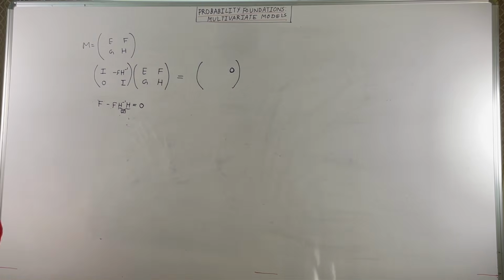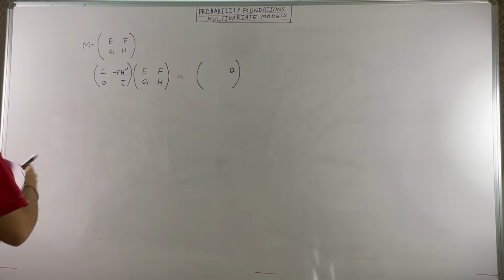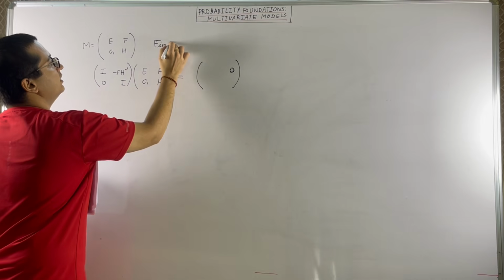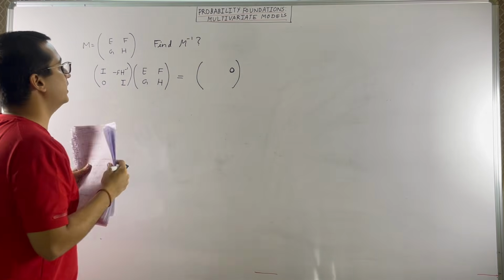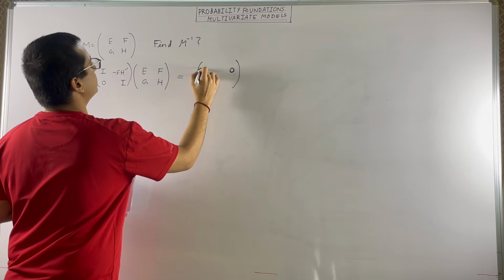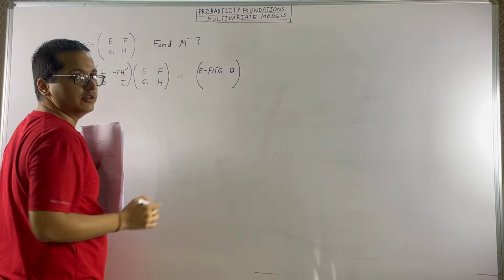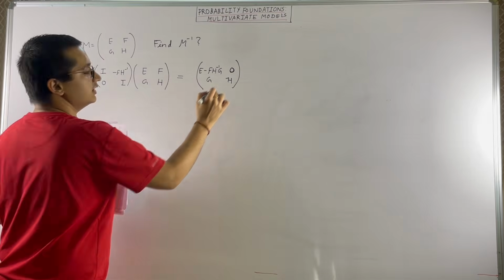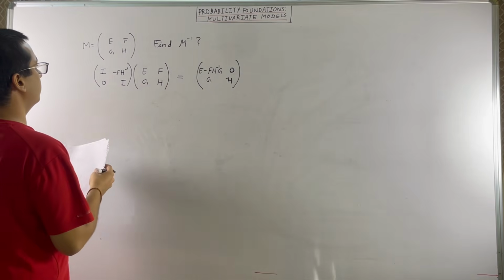Okay. So if I do this, what do I get? See, ultimately I want to find M inverse, right? I want to find M inverse. That is my objective. How can I do that intelligently? Okay. So what I get here, so this is E minus FH inverse G. All right. And what will this be? So this is G and this is H. I hope I am correct in this step. Okay, I am correct. All right.